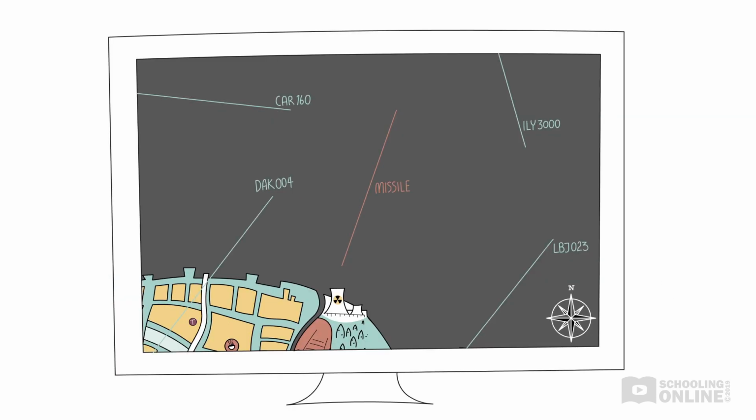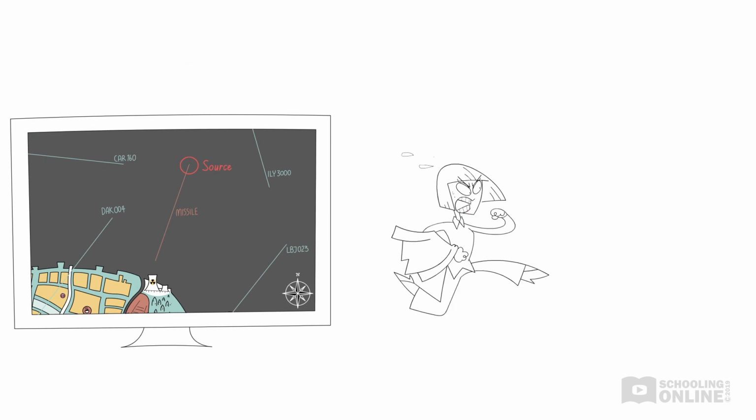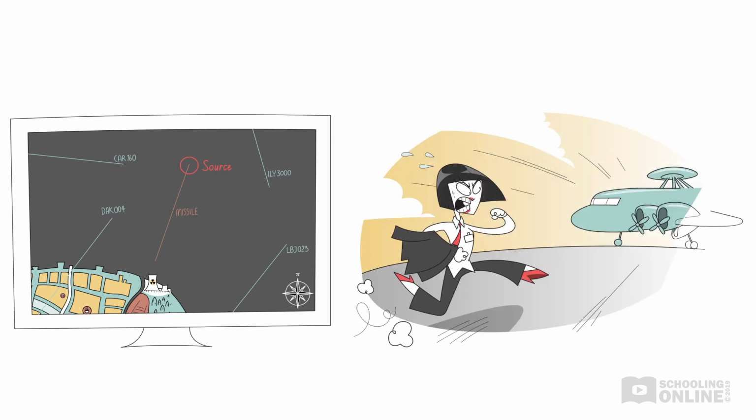Since she knows which direction the missile was flying, Lotus can find its source. It's the middle of the ocean. Without a moment's delay, she sprints out the door and boards an aircraft. She's going to track down the submarine that launched the missile.